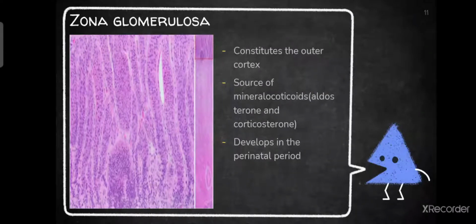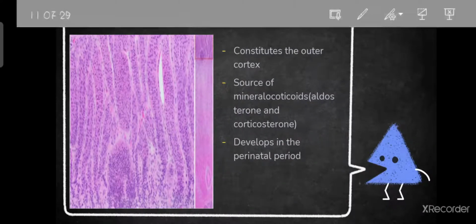The zona glomerulosa is the outermost layer of the adrenal cortex. These epithelial cells are arranged into tight clusters and trabeculae. The intervening stroma of the adrenal gland consists primarily of small capillaries.